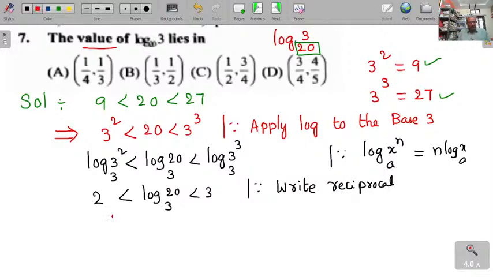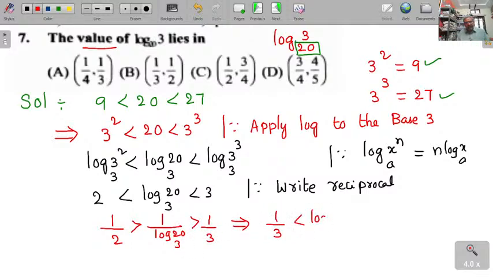So writing reciprocals means this can be written 1 upon 2, the symbol reverses, greater than 1 upon log 20 to the base 3, greater than 1 by 3. In reverse order, 1 by 3 is less than this 1 by log 20 base 3, we can write log 3 to the base 20 less than 1 by 2. So my dear students, log 3 base 20 lies between 1 by 3 and 1 by 2.